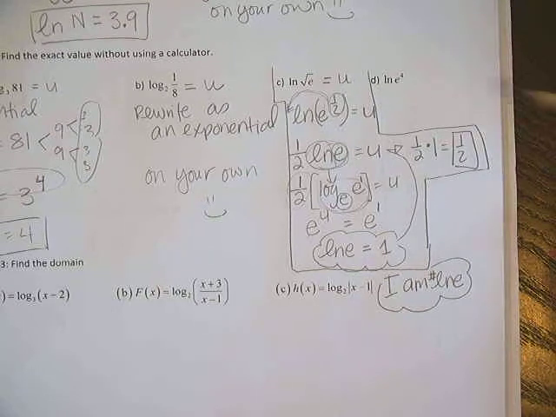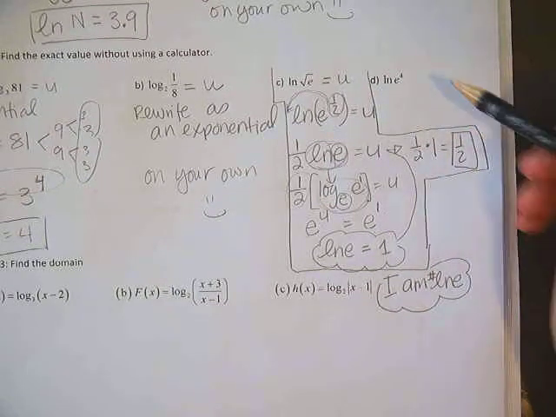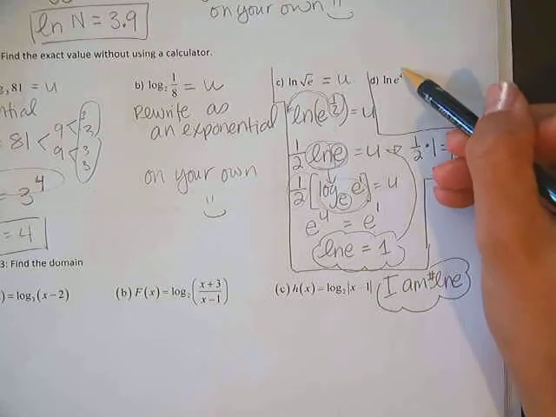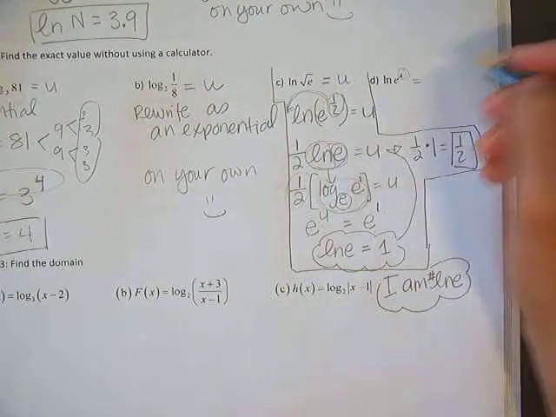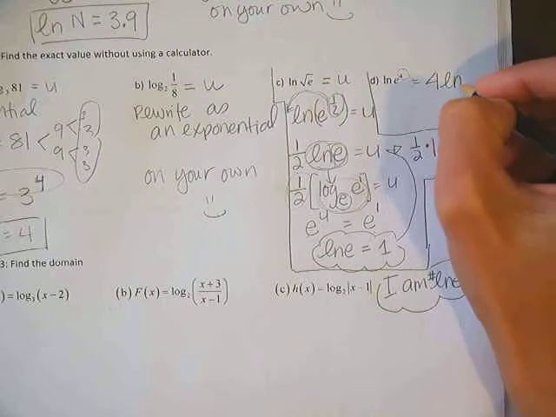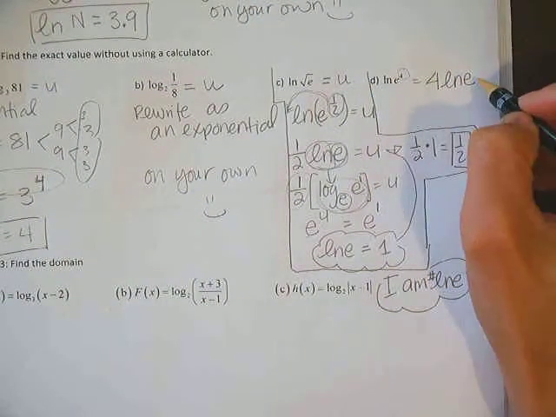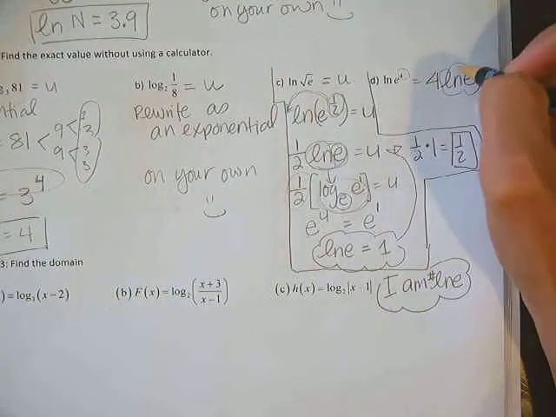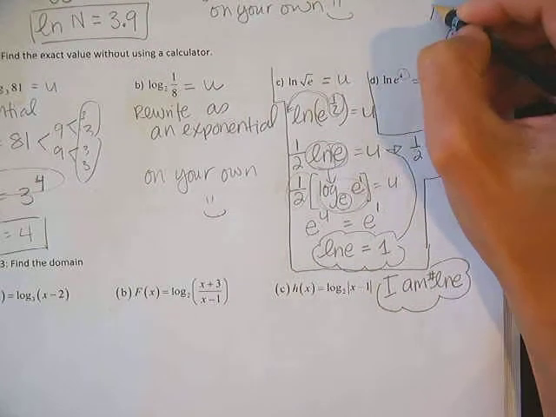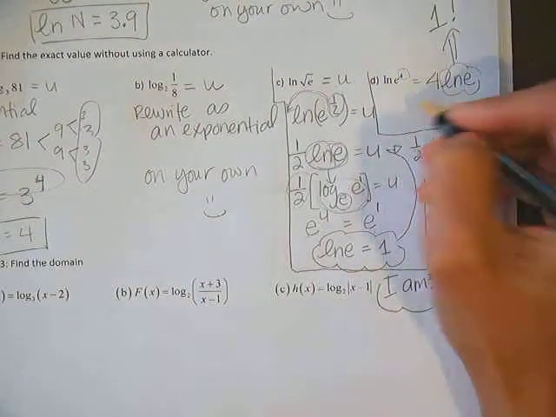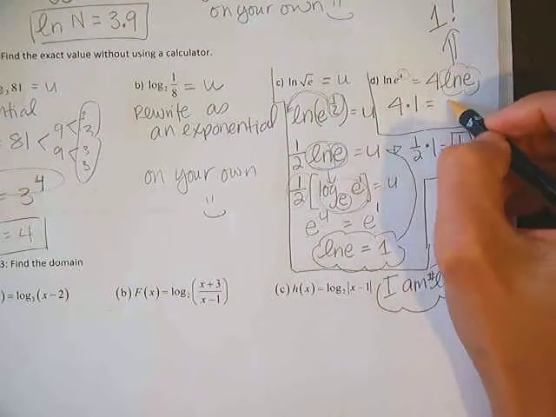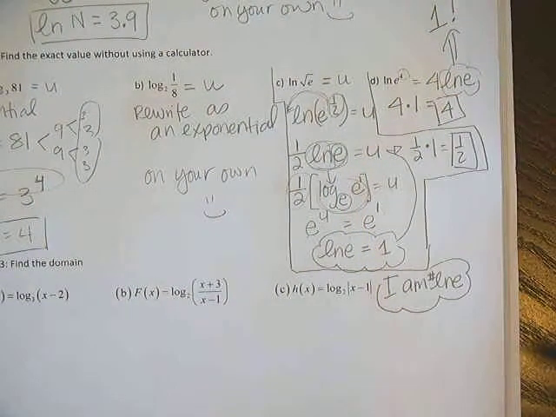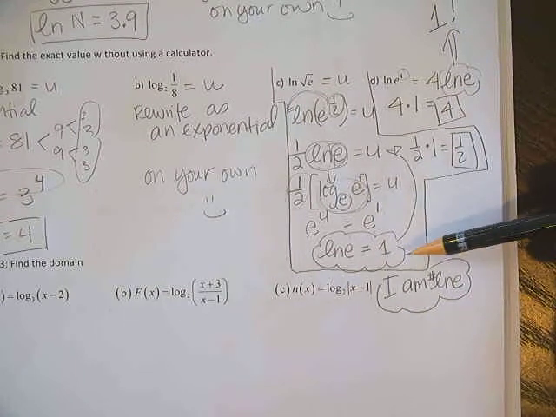Okay, so now that we know what ln e is, this is an exponential: ln of e to the power of 4. I would like for you to rewrite that. That's 4 times ln of e. And we know that ln of e is 1, so that means 4 times 1. So ln of e to the 4th comes out to be 4. Do we know why ln of e is 1?